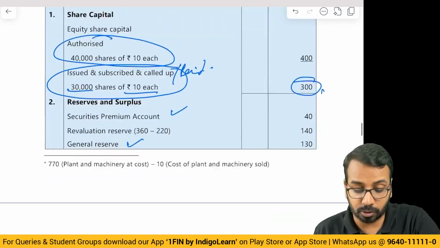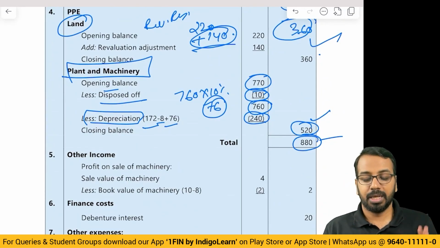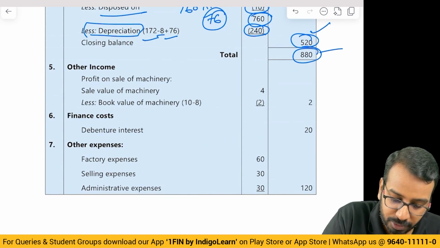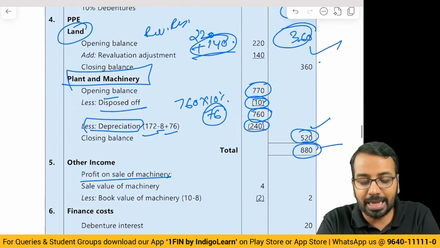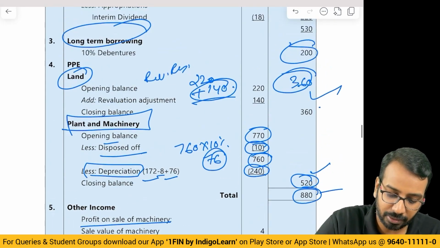Okay, sir, I don't want to do the workings here, it is clumsy. Can I do it as a separate working note? You can do it. In a separate working note, you can calculate two things: profit on sale of machinery and depreciation. You can do it separately and then you can show it in the schedule. Up to you.